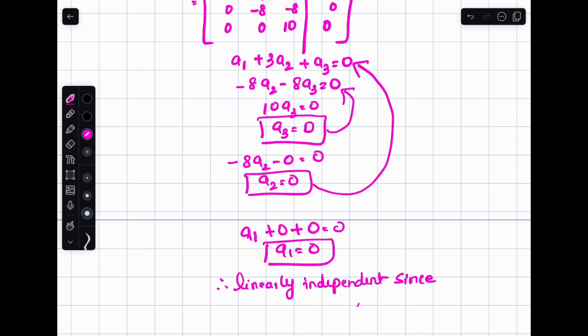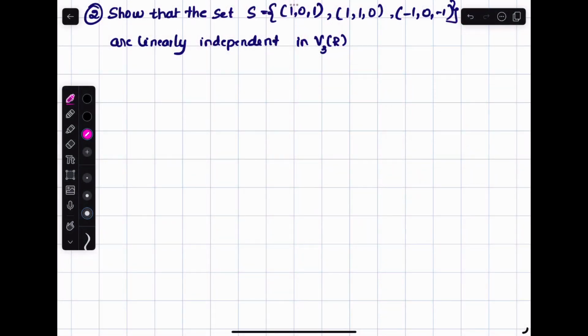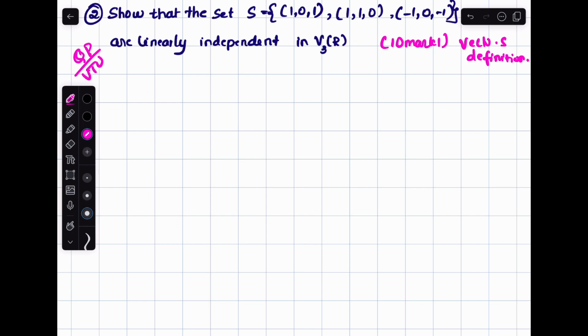So let's move to the second question, from the VTU question paper. They have asked this question for almost 10 marks, and they have included the definition. The definition was about vector spaces and vector subspaces, I guess. So please study the definitions along with this. You can easily score marks.